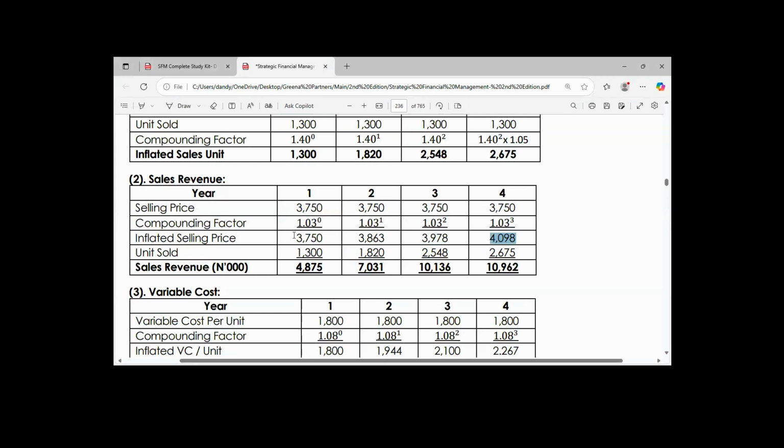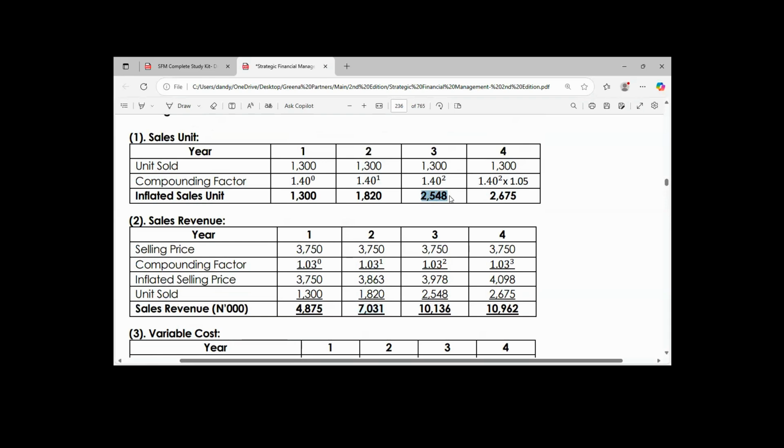Now that you have the inflated selling price, the next thing you need to do is to multiply with the number of units sold. Here is the number of units sold. Let's say that is A. Then you multiply 1300 in the first year by 3750. That produced 4875. Then in the second year, 1820 multiplied by 3863. That produced 7031.